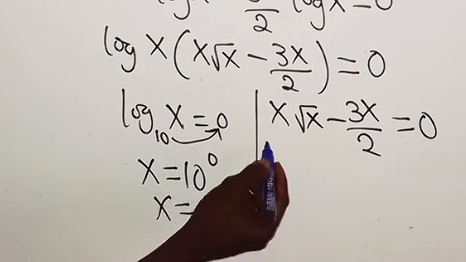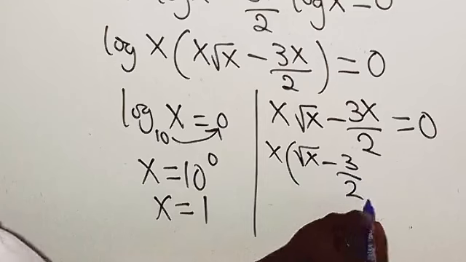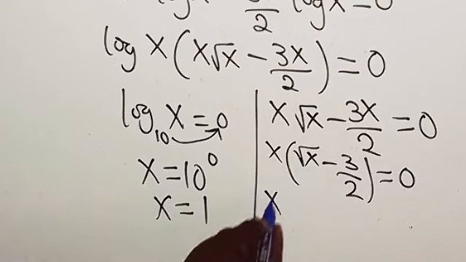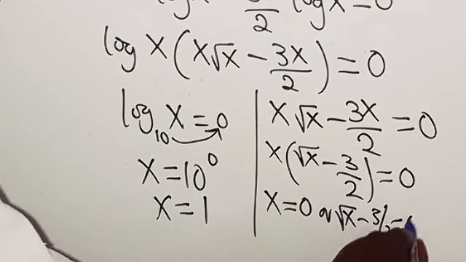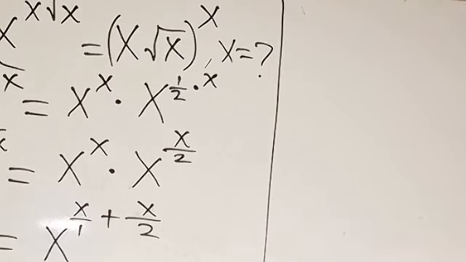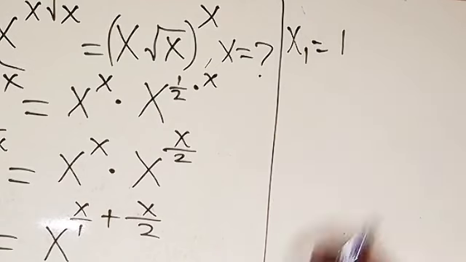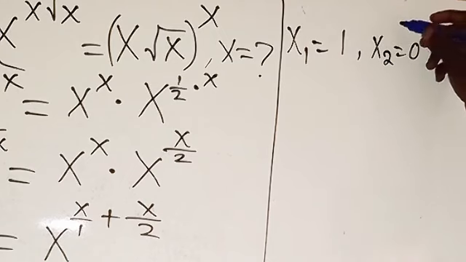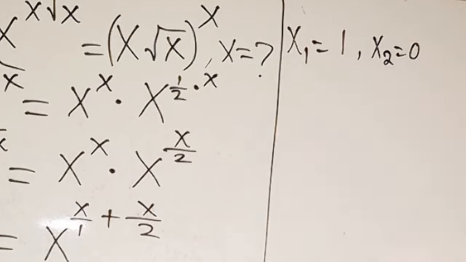So now from here we can have x common. We take it out, minus 3 over 2 equals 0. So this also gives us two equations, x equals 0, or we have root x minus 3 over 2 equals 0. So we have x1 to be equal to 1 according to what we have. Then x2 is 0, but this one, it may be satisfied or not because of the condition I've mentioned earlier. Then we have how to get the x3.